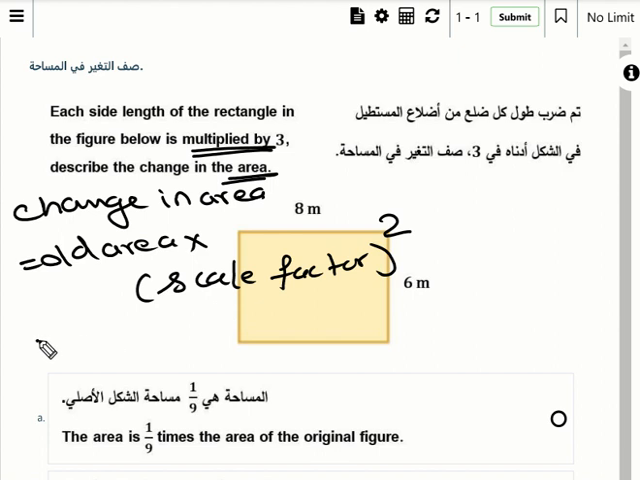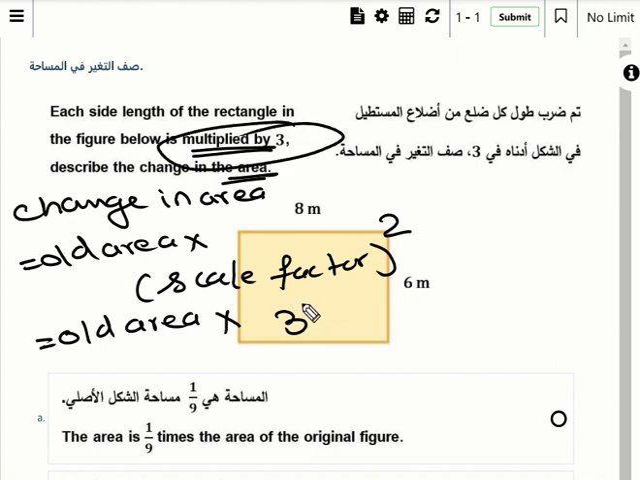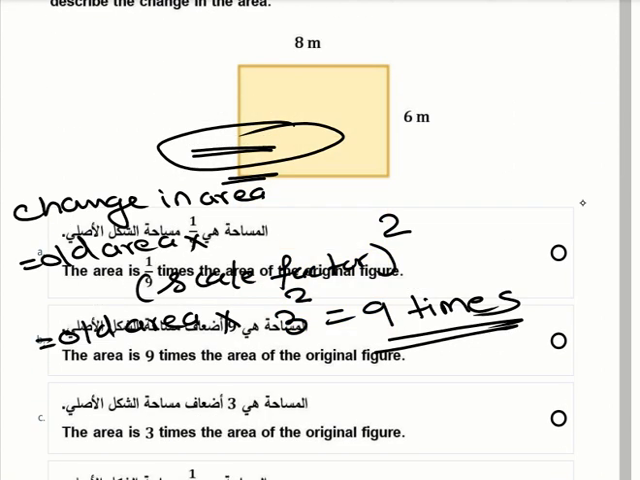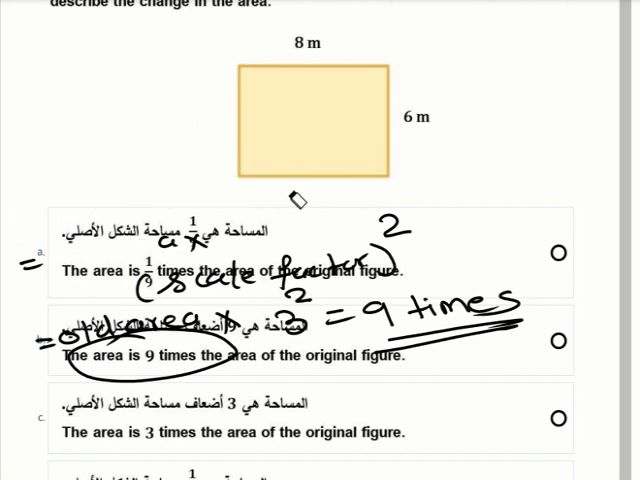So here it will be the old area times the scale factor, which is 3, because every side is multiplied by 3. So 3 to the power 2 means 9 times. So the new area will be 9 times the old area, the original area. You can see the second option: the area is 9 times the area of the original figure. Like this you can solve the question. Now what next can we have?